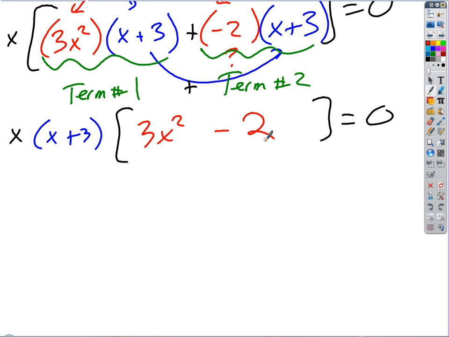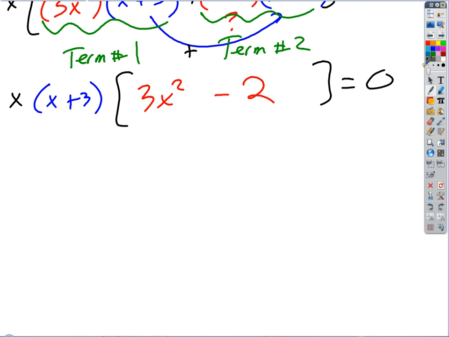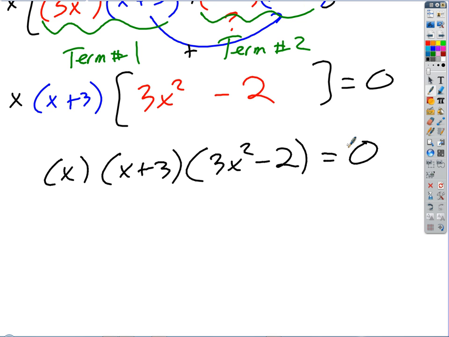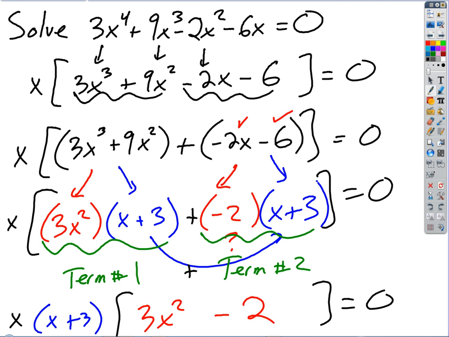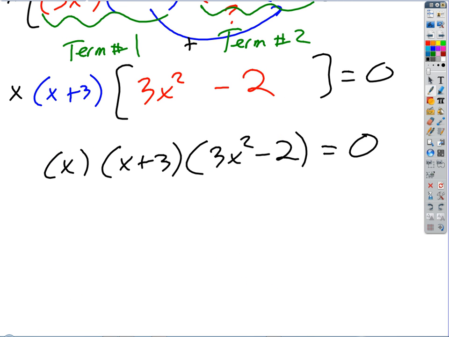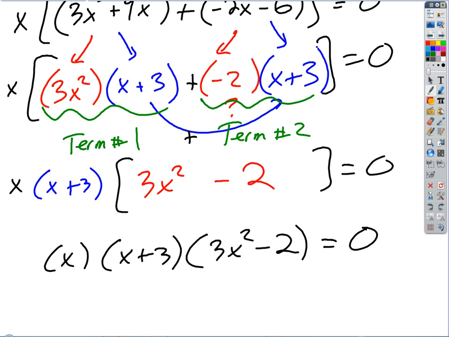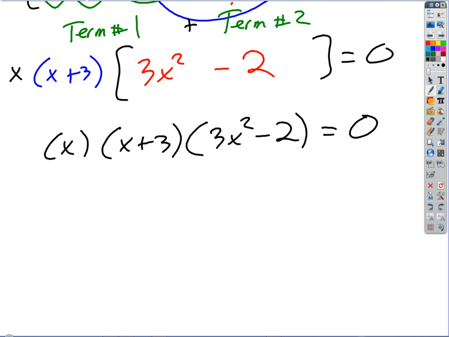Okay, so look what we've got here. We've got this thing boiled down now to a product of 3 factors: x times x plus 3 times 3x squared minus 2, right? We accomplished a lot there. We took this big, ugly 4th degree polynomial expression and broke it apart into a product of 3 separate factors. Each of those 3 factors is quadratic or smaller. And so now we're prepared to set them equal to 0 and solve, right? Did I get that? Yeah, I did. Okay, so let's do that.